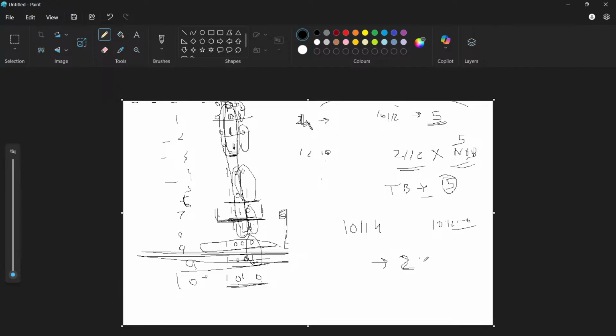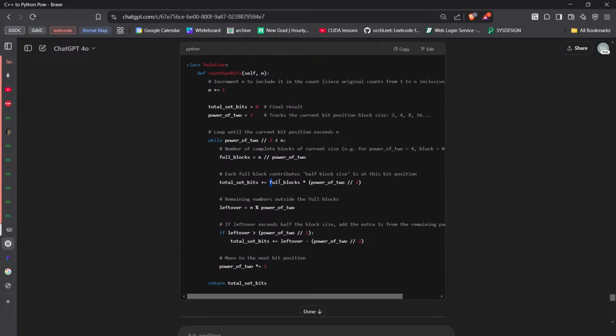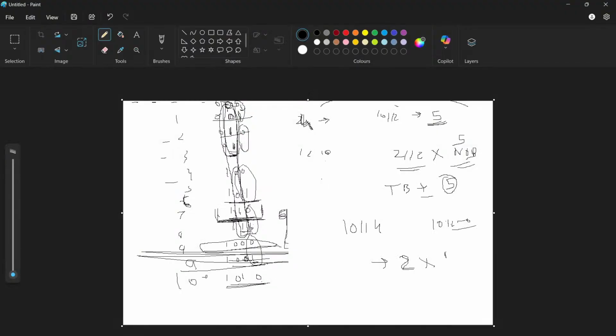So again what we do, 2 multiplied by, in 2 cycles how many we have? We have power of 2 divided by 2. Is it true? Full blocks into power of 2 divided by 2 will be added to total bits. So yes, this is being added till here. And then now in order to find leftovers, I'll do 10 modulo 4. 10 modulo 4 will give me 2. Remainder is 2. So is 2 more than half of this 4? Because whenever 4 is there, it will be 0 0 1 1. This won't matter, but this will matter.